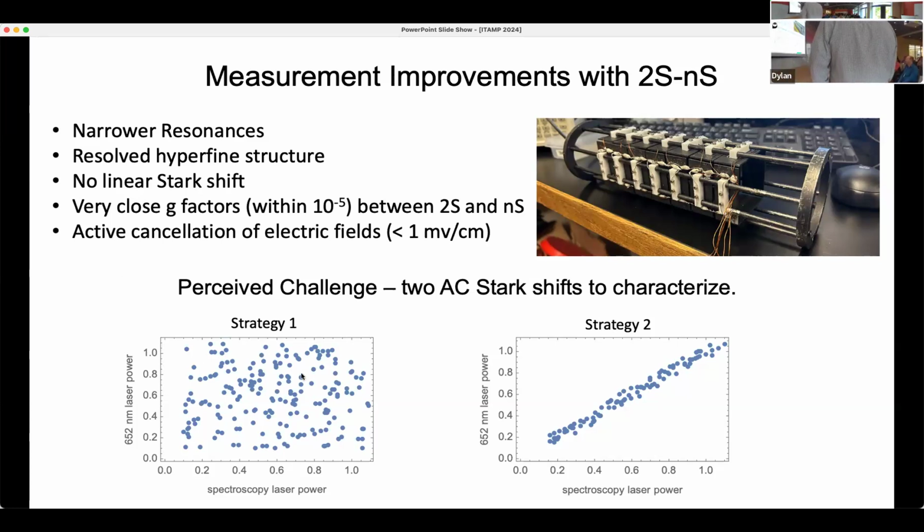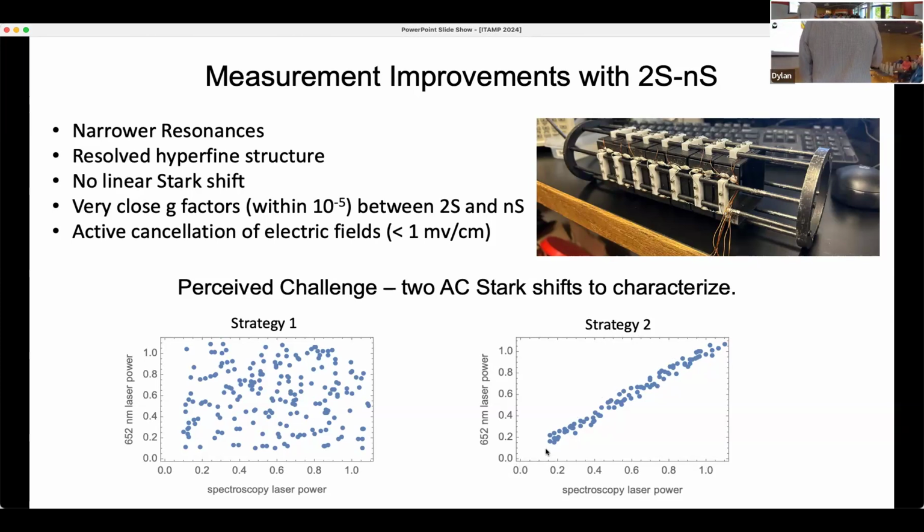I would say, fair point, but the question is, how do you vary the power of these two beams? If you really cared about understanding the AC Stark shift of both the 652 and the spectroscopy laser power exactly, then you would probably widely sample a huge region of space. But we really don't care about that. We only care about the difference in the AC Stark shift between those two. So you can imagine if we concentrate our data points along a line, what we really care about is where both of those are zero.